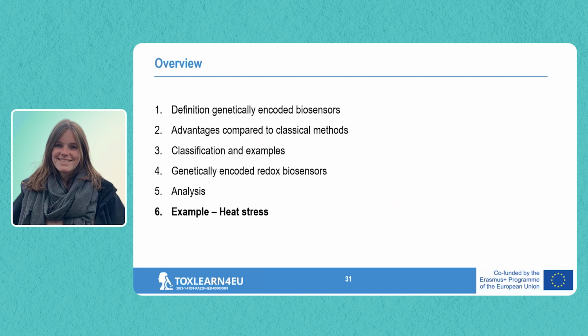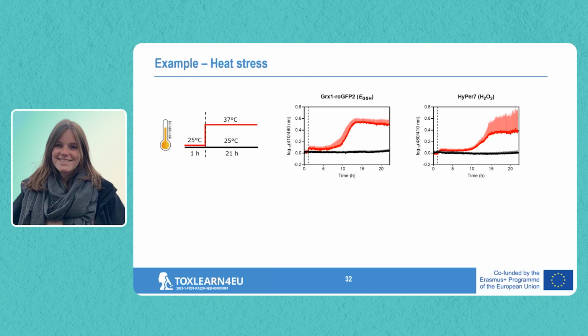And to finish, I will show you some examples of the work I did with heat stress in Germany. Here I performed one experiment with, let's say, more mild heat stress. This is the experimental setup. My control plants, you always need some controls, I kept at a temperature of 25 degrees continuously. The stressed plants, I first kept at 25 degrees for 1 hour to measure this baseline fluorescence. And then I increased the temperature in the plate reader to 37 degrees.